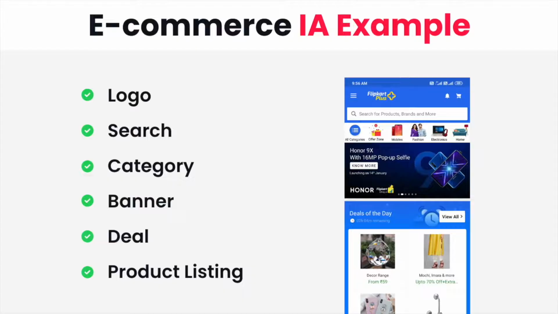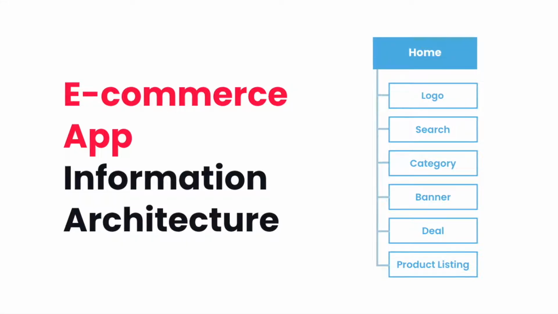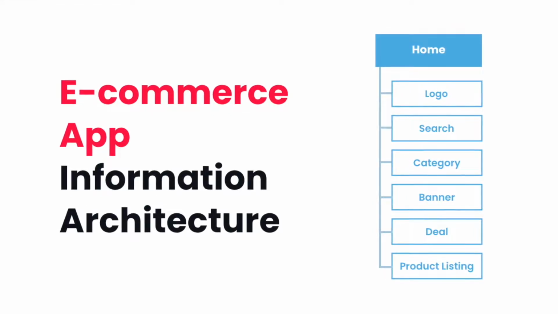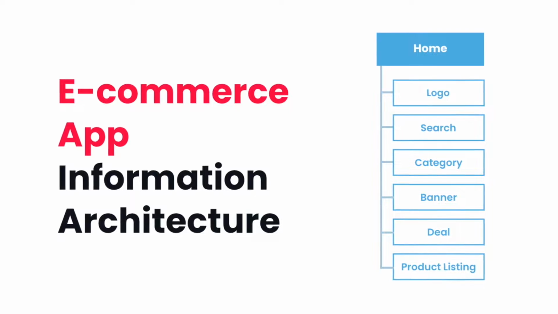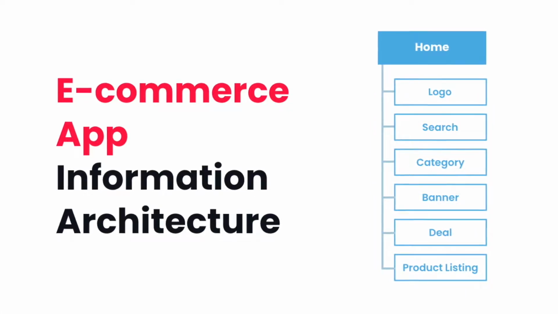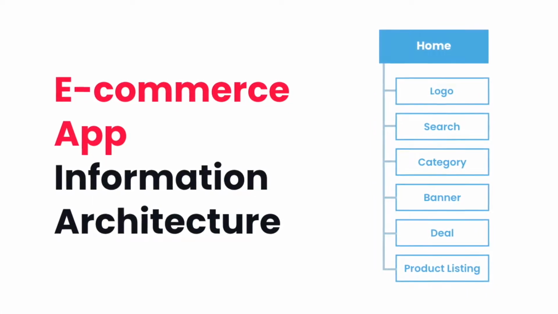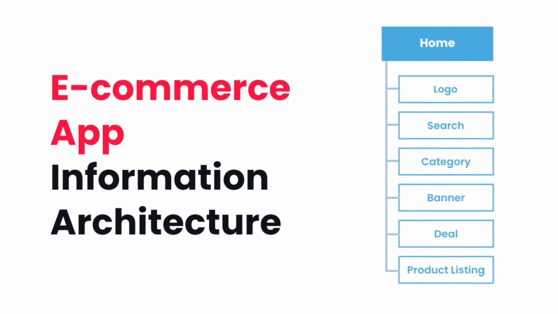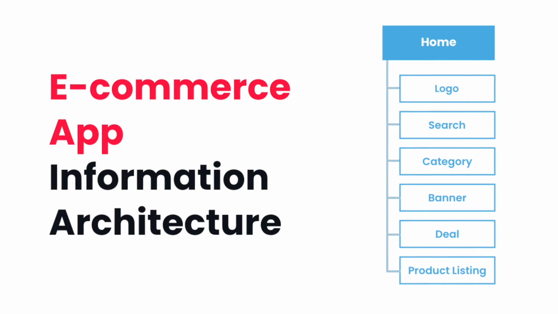So whatever information we have to place on any screen, first we have to finalize our content here through this information architecture. After this information architecture, we have clarity about which elements we have to show on each screen, so that we will be able to create a good, organized and structured design.